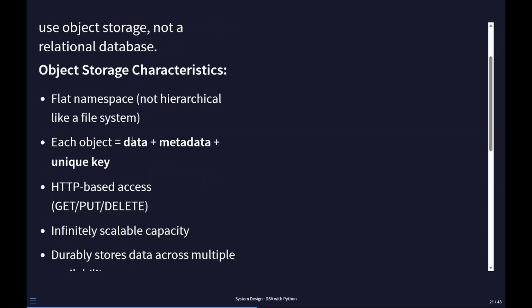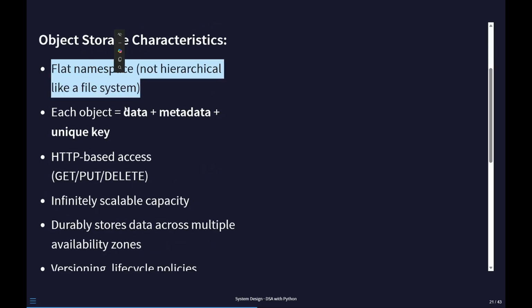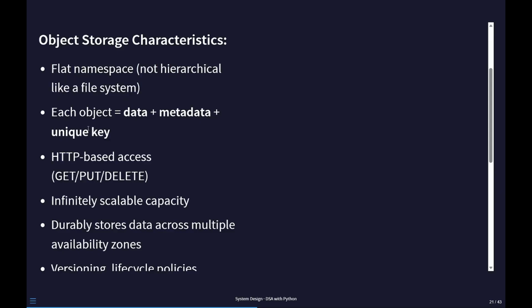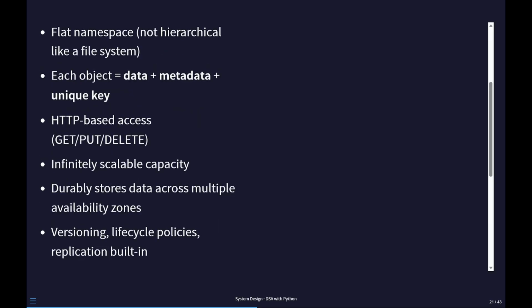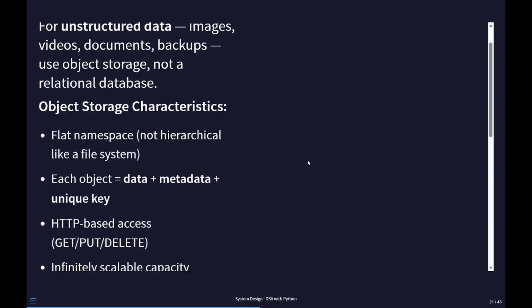The characteristics you care about in practice. Flat namespace with hierarchical key naming convention like user/42/avatar.jpg. HTTP-based access, no special drivers. Infinitely scalable. Built-in versioning. Lifecycle policies to auto-archive old objects to cheaper storage tiers, and cross-region replication. Next, the smart upload pattern using pre-signed URLs.